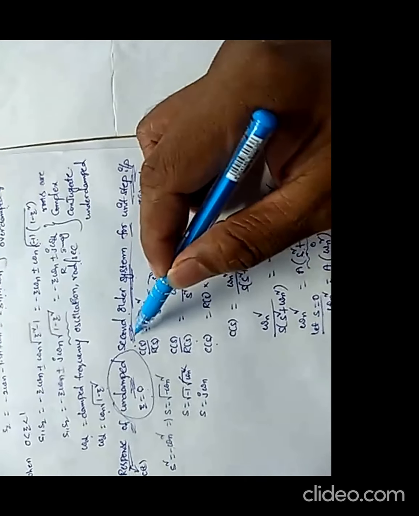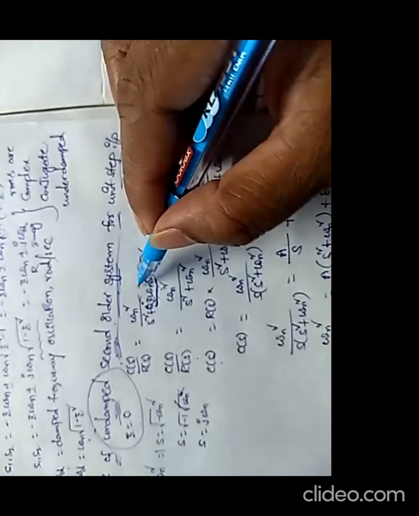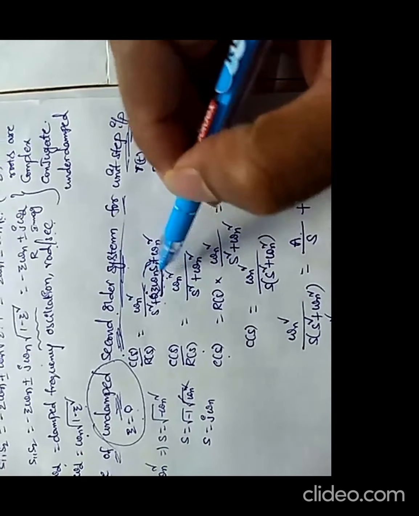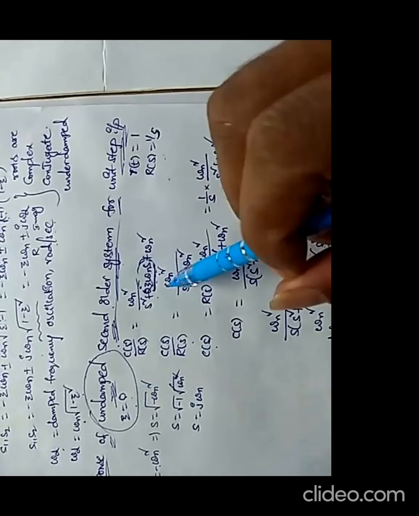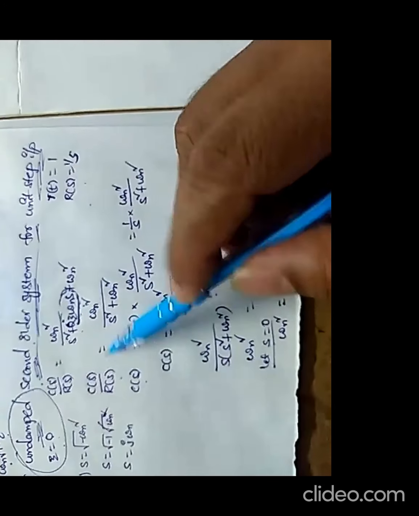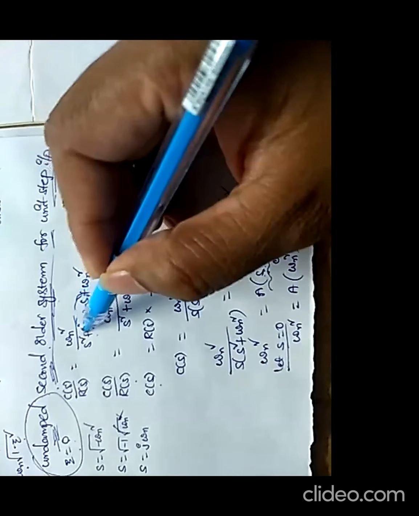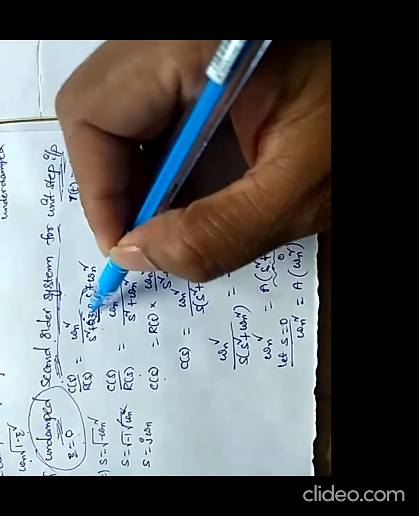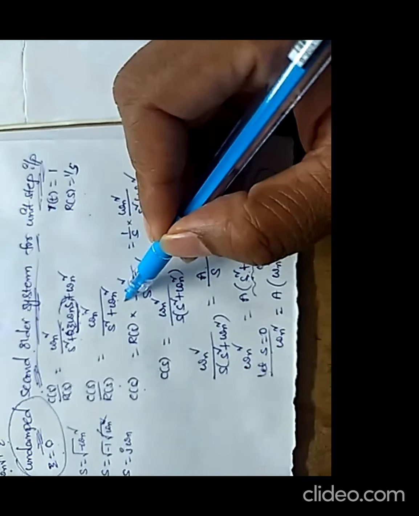Here the closed loop transfer function is C of S by R of S equals omega n square by S square plus 2 zeta omega n S plus omega n square. Substitute zeta equal to 0 in the above transfer function, and you will get C of S by R of S equals omega n square by S square plus omega n square only. Here the middle term is 0 because of zeta equal to 0. Finally, we will get omega n square by S square plus omega n square.